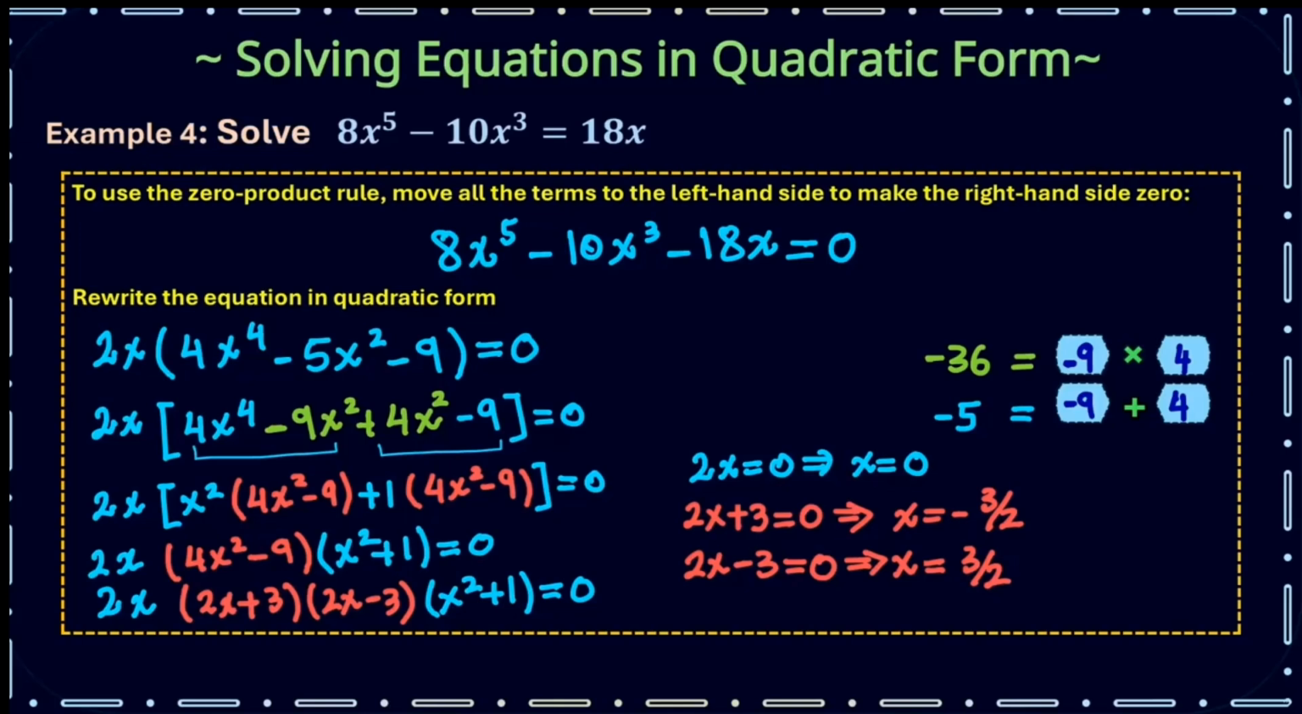And finally, we have the factor x squared plus 1. That's a sum of two squares. A sum of two squares is never equal to 0 because we are adding a square which is never negative. Any positive or negative number squared results in a positive. When you add 1 to that, the result will never be 0. So our solutions are x equal to 0, x equal to negative 3/2, and x equal to 3/2.